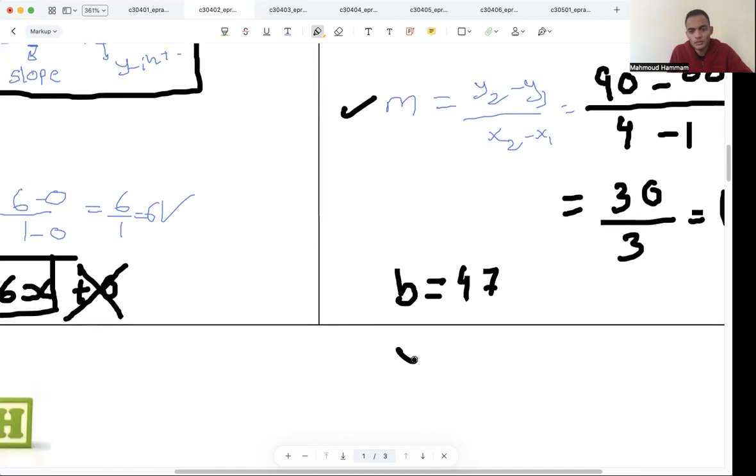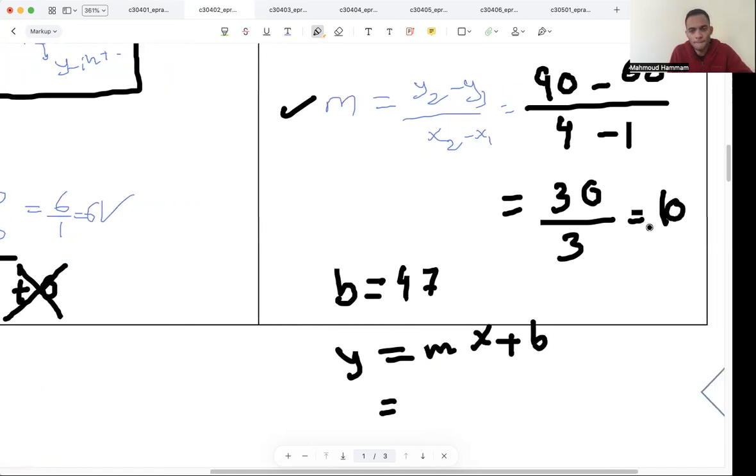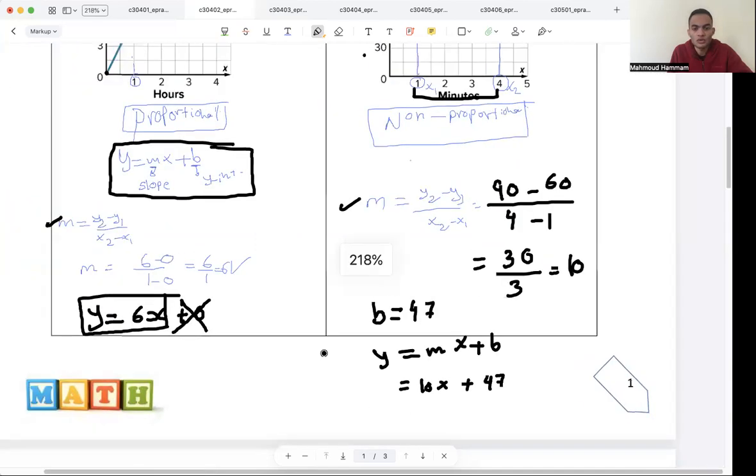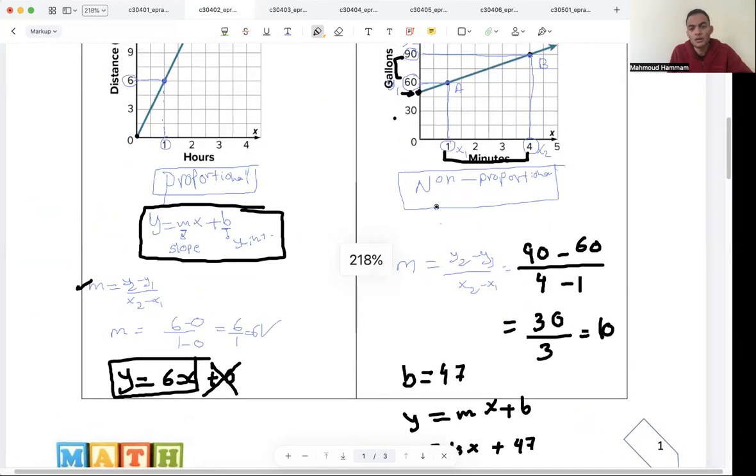So y equals mx plus b. What is m? I have just got 10. So y equals 10x plus b. What is b? b is 47. 47. Very good. So now I know how to get the equation from the graph.